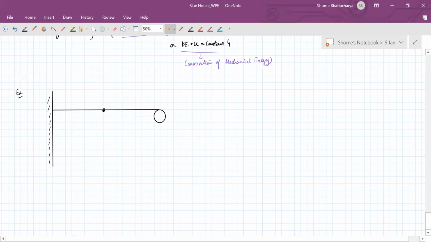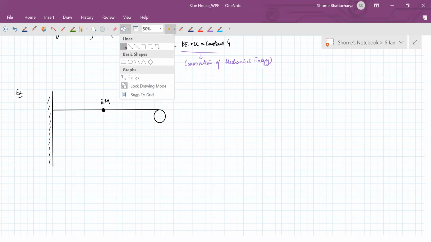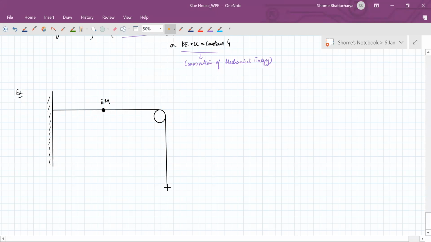So there is like a small particle of mass 2m here. Thread is going around another pulley. And there's a particle of mass m over here. This pulley is attached to some kind of a ceiling over here. This length is L.